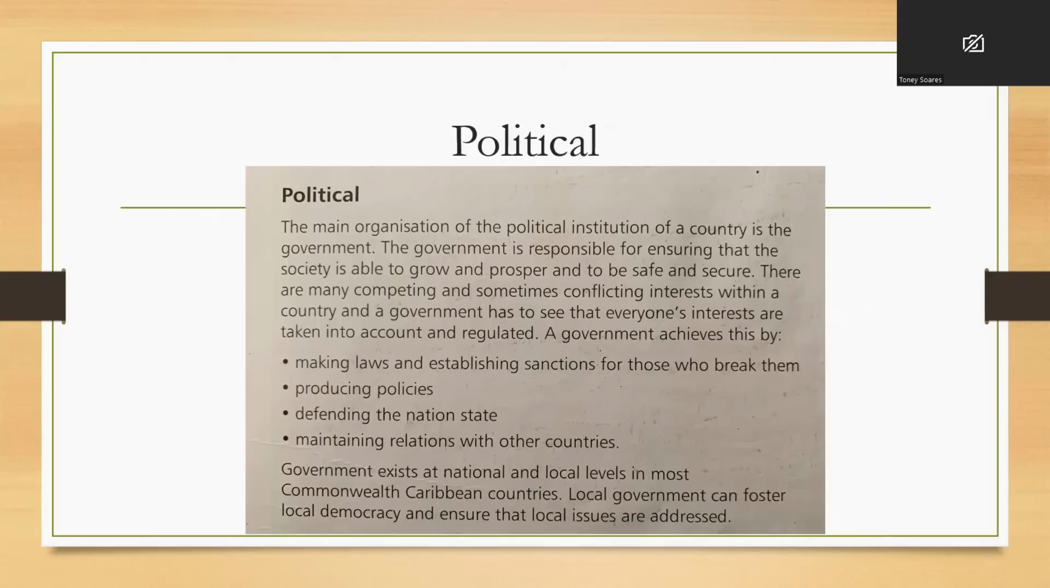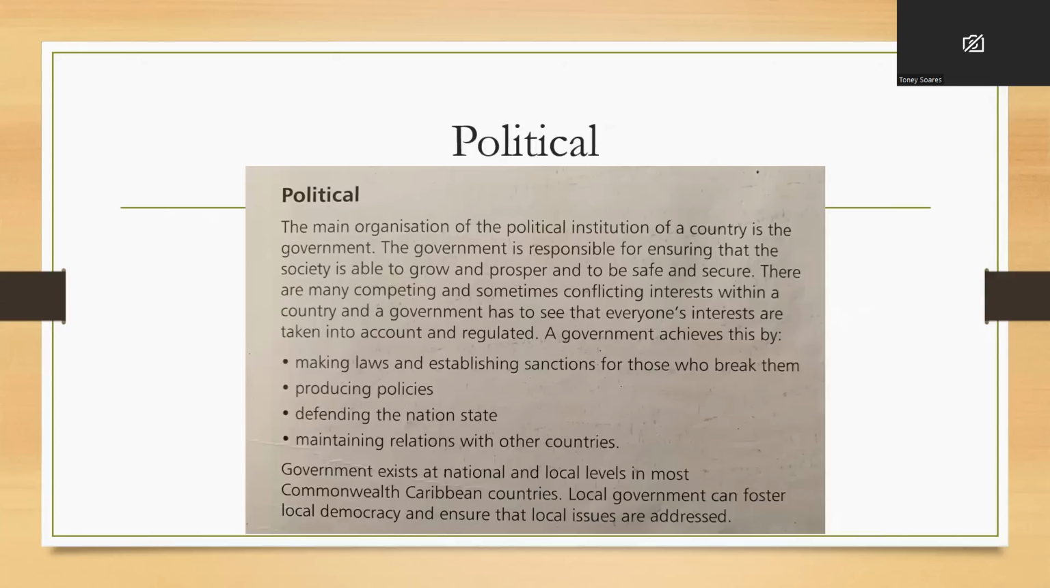Maintaining relations with other countries, because we have to do this for trade, diplomatic reasons, and also if we're a third world country like Jamaica, or a developing country, which is a more humane and better name, right? We get international aid from our friends overseas, right? And there are also a lot of diplomatic channels as well.